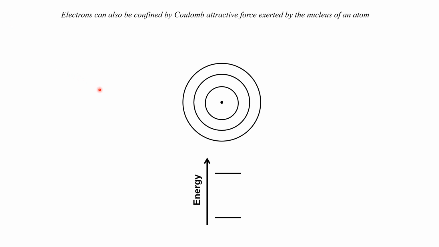Now, when we consider an atom, we find a similar situation. Electrons in an atom are confined. They are confined by the force exerted by the nucleus. So if they are confined, their states are also discrete. And these states are the atomic orbitals, which are labeled by the letters S, P, D.